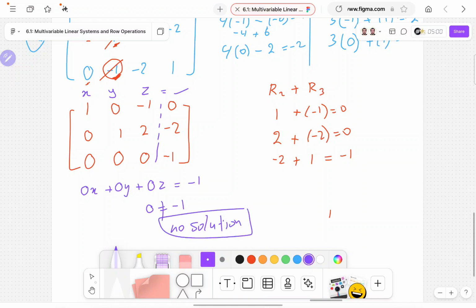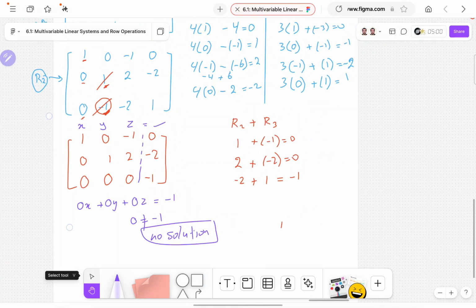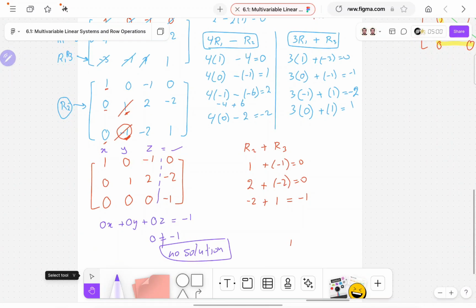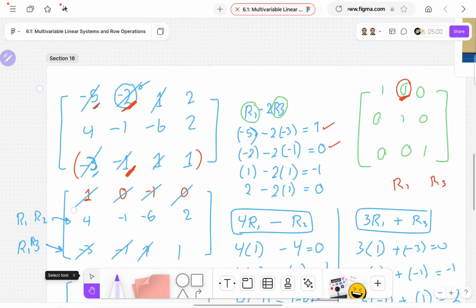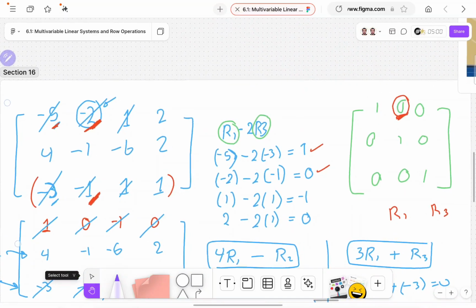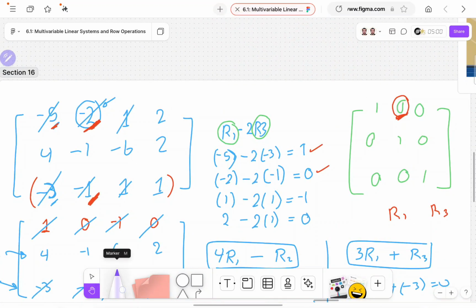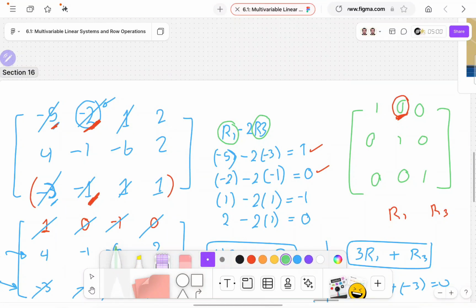Okay, so these steps are repeated from the previous. We didn't do anything new. The only thing new is this step here, the first step. As I told you, when you are dividing the first row by negative 5, if you get all the row as a fraction, then don't divide, just stop dividing.